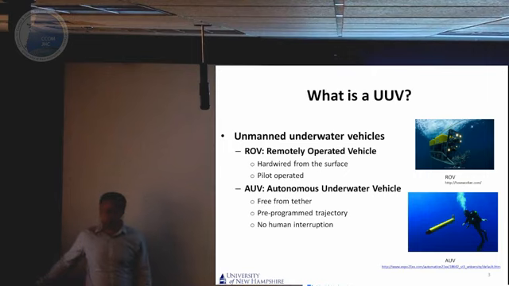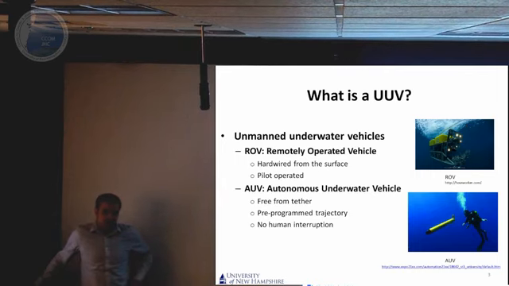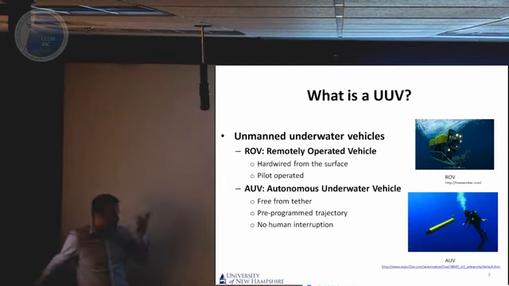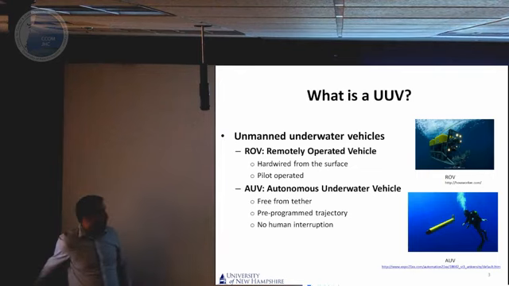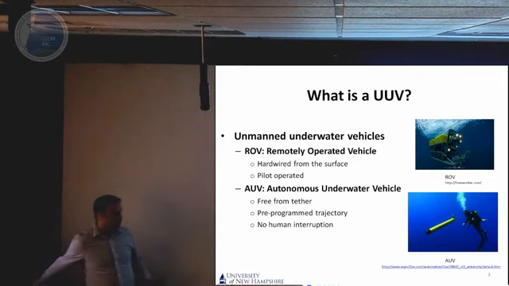This cable connects the vehicle to the ship, and it transmits data back and forth between the ship and the vehicle, such as video signals and command signals, and thus it gets commands from the ship terminal. It's also operated by a pilot, so there has to be human interruption. There has to be someone controlling the ROV.